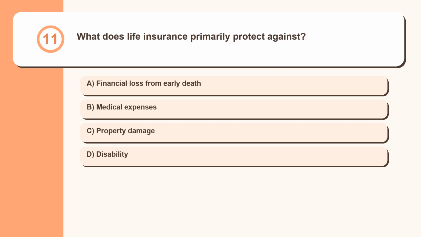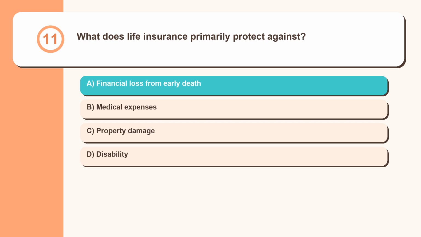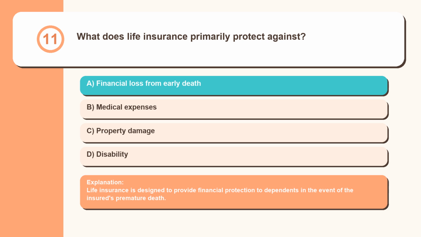Question 11. What does life insurance primarily protect against? Financial loss from early death, medical expenses, property damage, disability. Life insurance is designed to provide financial protection to dependents in the event of the insured's premature death.